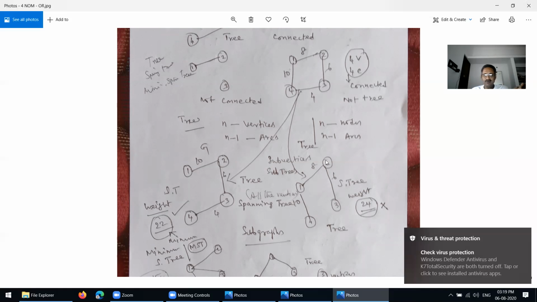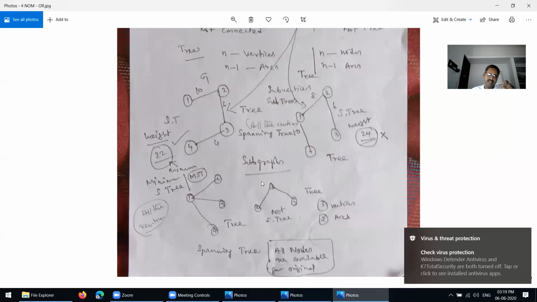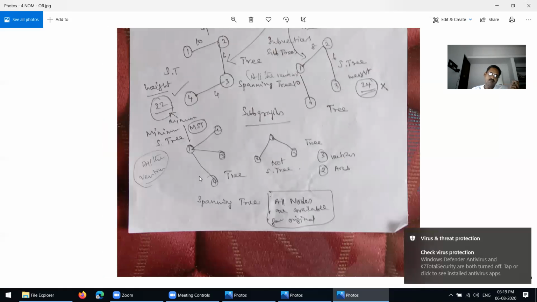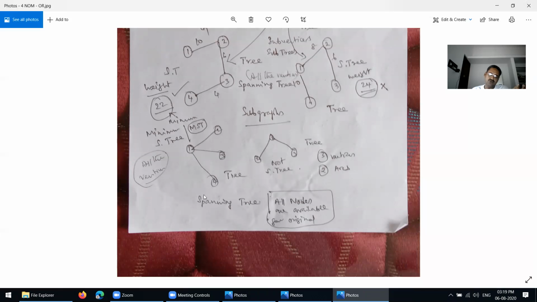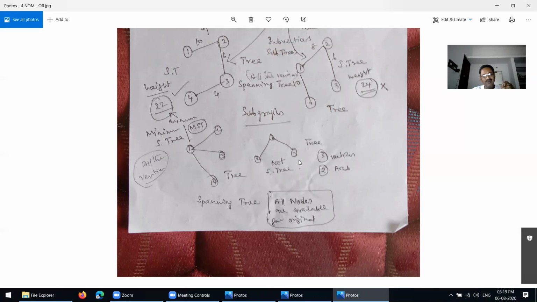See here now, how many vertices? 4 vertices. Since this also has 4 vertices, it should be 4 vertices, and this tree is also a spanning tree. Here, what is this one? How many vertices or nodes? 1, 2, 3, 4. And it's also a tree. So therefore, this is also a spanning tree. You come to this one. How many vertices here do we have? 3.